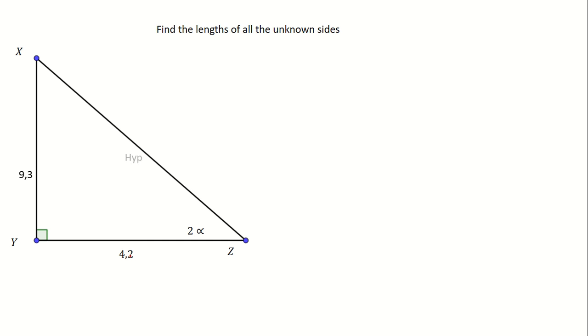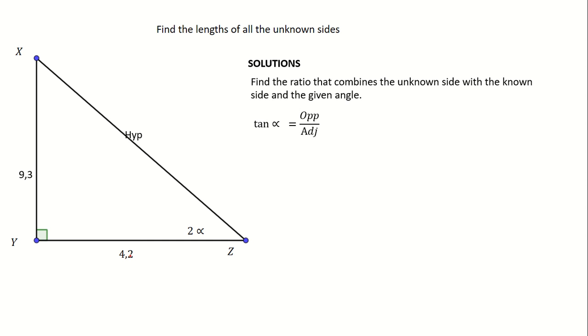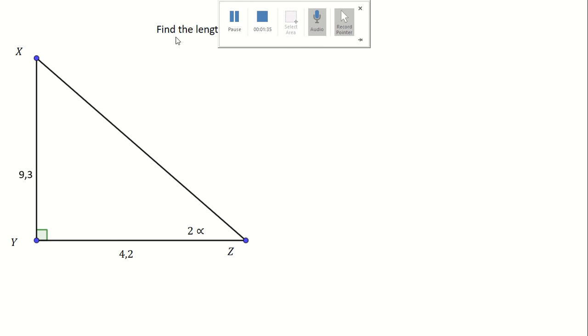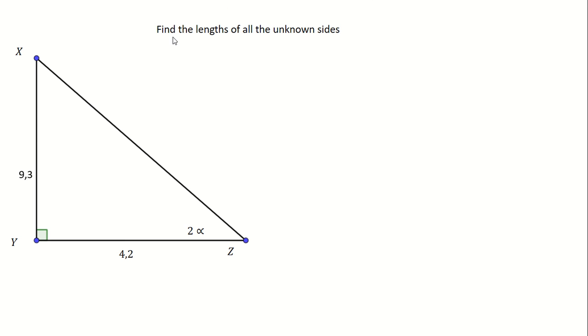So tan of 2 alpha will be equal to 9,3 divided by 4,2. Tan is simply opposite all over adjacent. Okay, actually it's supposed to be 9,3 divided by 4,2, as I've said earlier on, we are given 2 alpha. A side opposite to 2 alpha will be 9,3, and a side adjacent to 2 alpha will be 4,2. So the only ratio that has opposite and adjacent is tan.